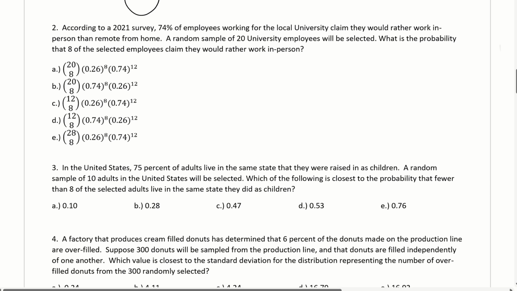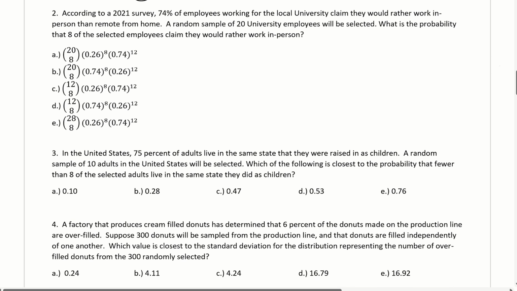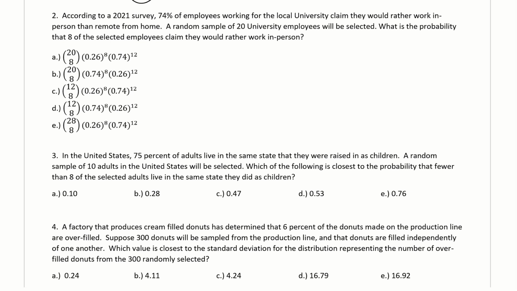Number 2, according to a 2021 survey, 74% of employees working for the local university claimed they would rather work in person than remote from home. All right, a random sample of 20 university employees will be selected. What is the probability 8 of the selected employees claim they would rather work in person?